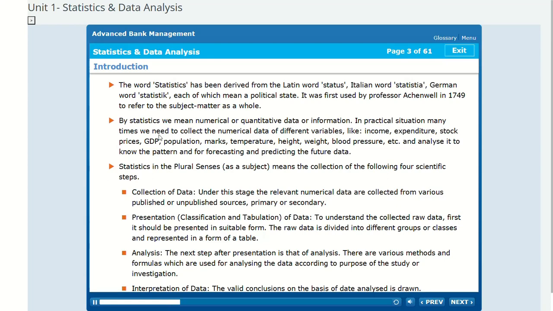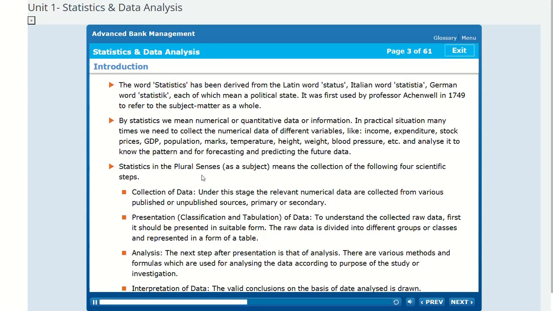In practical situations many times we need to collect the numerical data of different variables, like income, expenditure, stock prices, GDP, population, marks, temperature, height, weight, blood pressure, etc. and analyze it to know the pattern and for forecasting and predicting the future data.